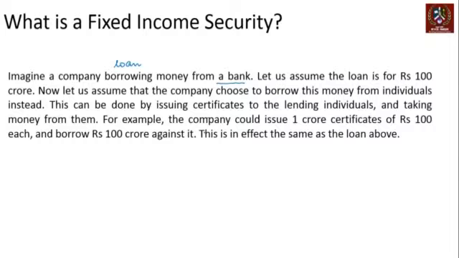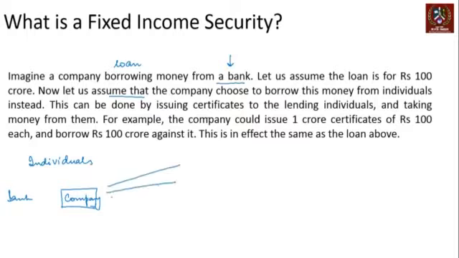Now, instead of going to the bank, let us assume that the company chooses to borrow this money from individuals, right? Earlier they were getting it from a bank. Earlier this was the company and they were taking the money from the bank. Now, obviously, if you're taking money from individuals, one individual cannot give you 100 crore. So you'll have to take it from multiple people.